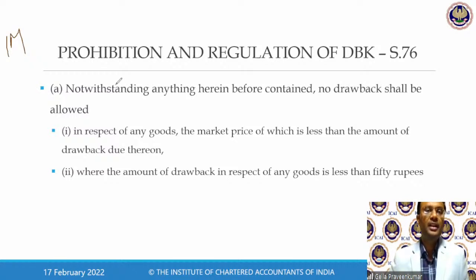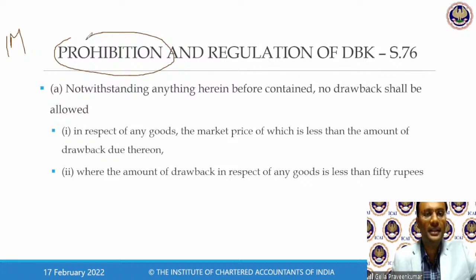Coming back, prohibition and regulation of drawback under Section 76. Section 76 says that there is a prohibition on giving a drawback. No drawback shall be allowed in respect of goods where the market price is less than the amount of drawback.